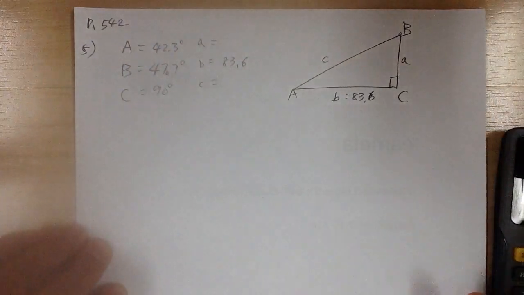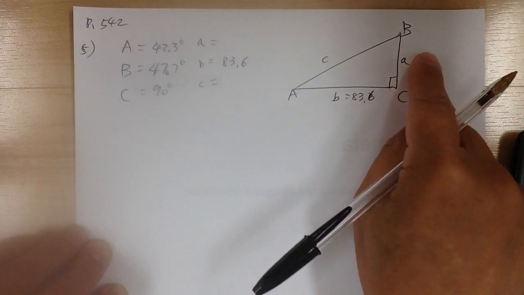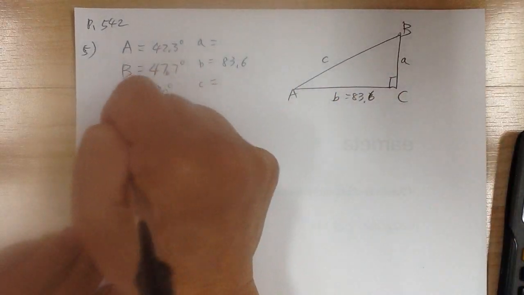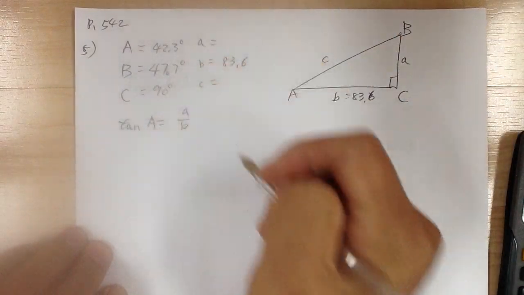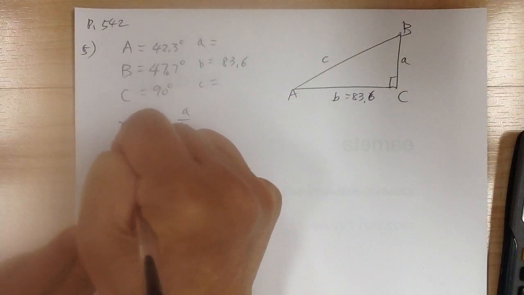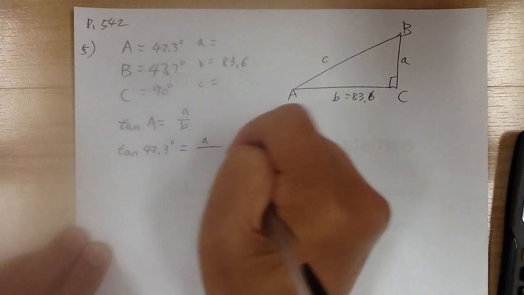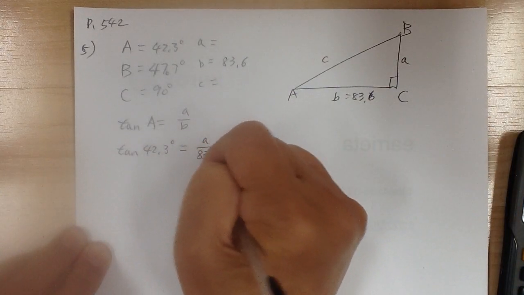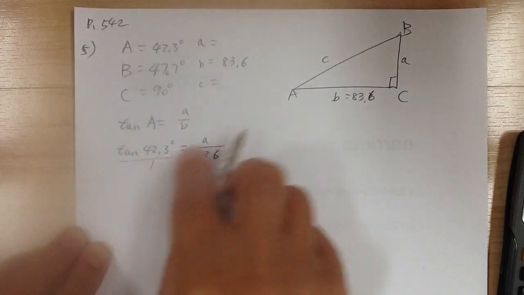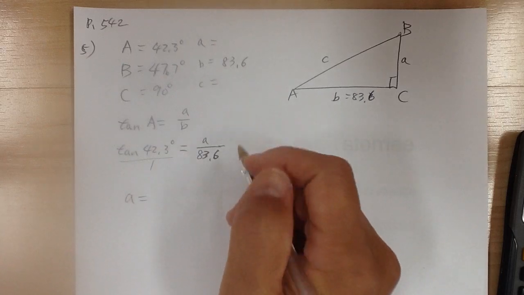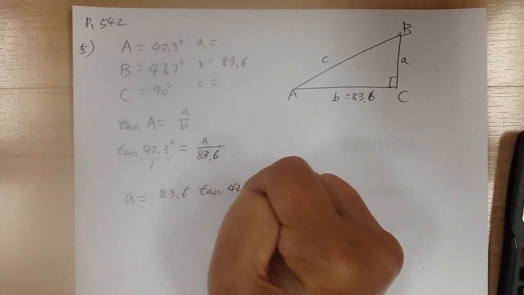Okay, so now we can go ahead and find a. So this is what you're looking for, and this is what it's giving, okay? So these two will be the tangent. So tangent A equals a over b. Substitute in the numbers, so tangent of 42.3 degrees equals a over 83.6. So cross multiply. This is like over 1. So when you cross multiply, you got a times 1, so you got a. And cross multiply this way, you got 83.6 tangent of 42.3 degrees.